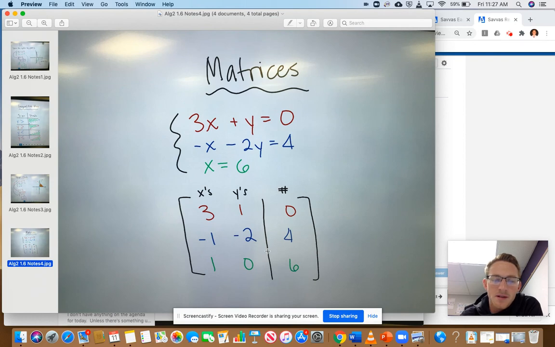Sometimes you'll see a dashed line, just kind of depends. Negative 1x minus 2y equals 4, so negative 1, negative 2, and 4. And then this last one's kind of tricky. We just have an x, and there's an imaginary 1, so we have 1. There's no y's right here. We're missing a y, so we have 0y, and then 6 would be our constant.